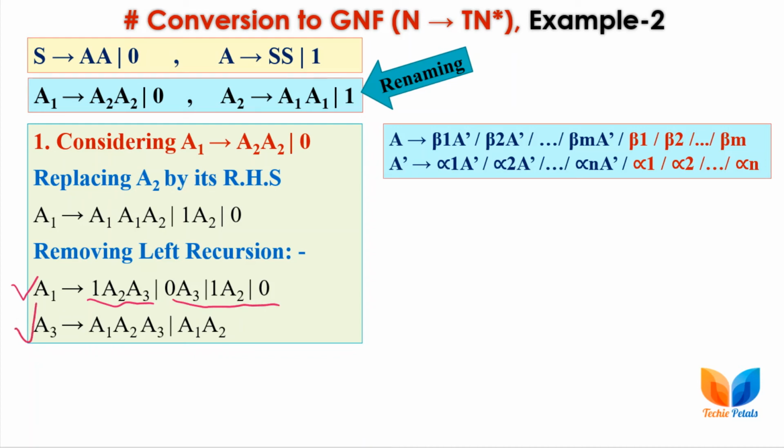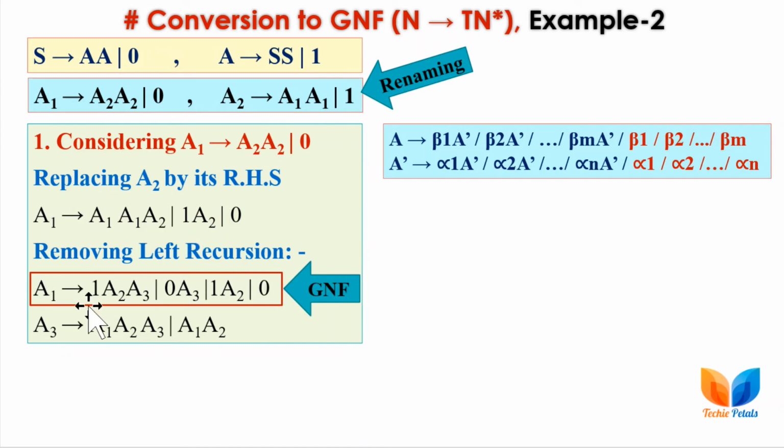Next we introduce the new non-terminal A3, and corresponding to A3 these are the production rules. Now if you check carefully, you will see that A1 is now in the GNF form, because A1 is fulfilling all the criteria of GNF: terminal followed by a string of non-terminals. Here A1, A2, A3 are non-terminals. So here we can say that this A1 is now in GNF.